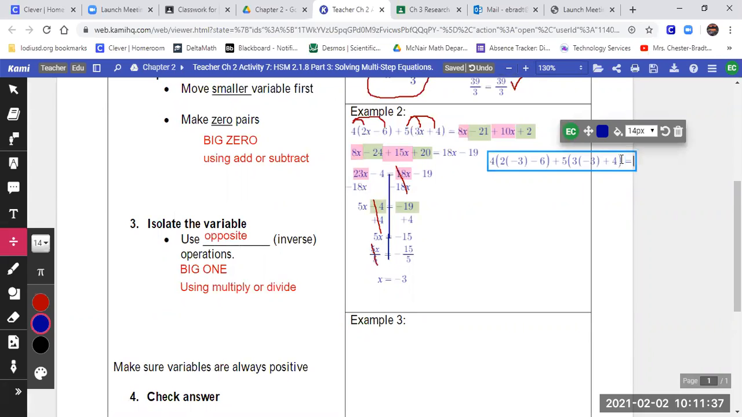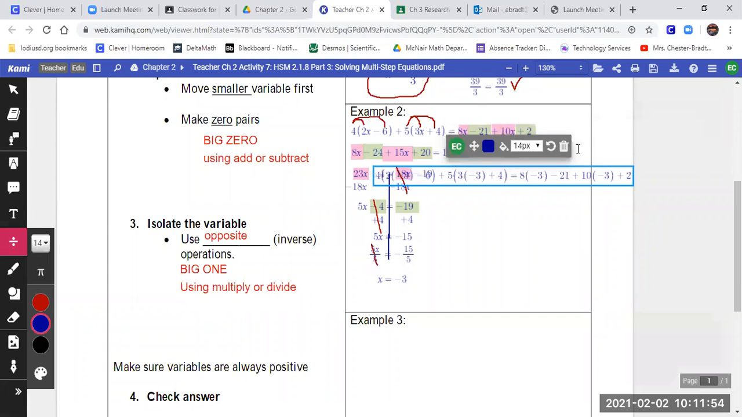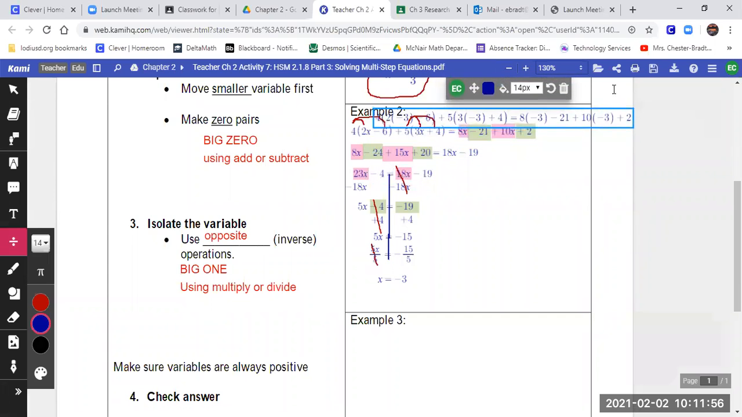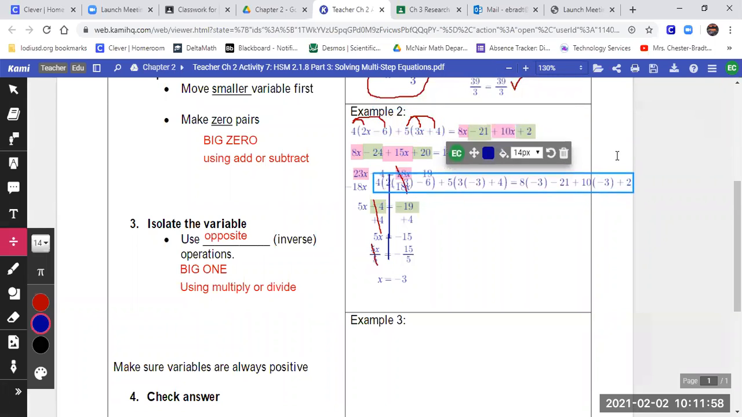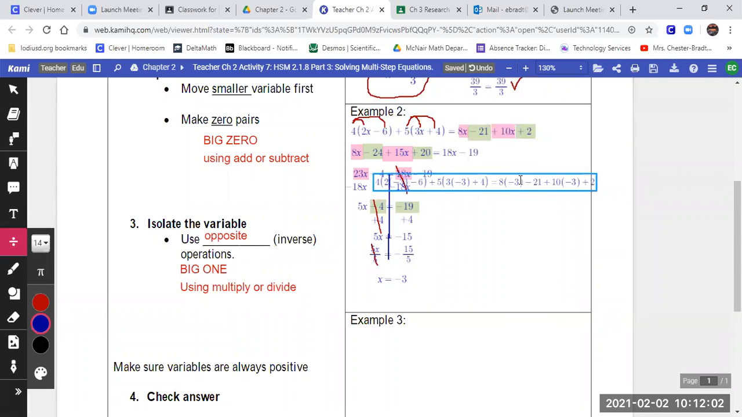Has to equal an 8, times a negative 3, minus a 21, plus a 10 times a negative 3, plus a 2. And we need to move him so we can work with him. So we got to make him smaller. Okay. And then I'm going to put it up above.